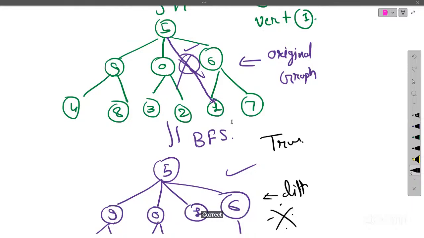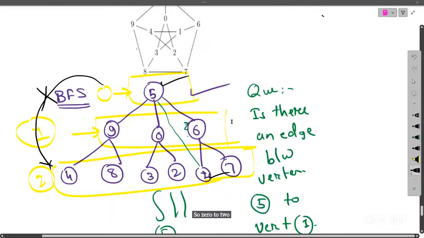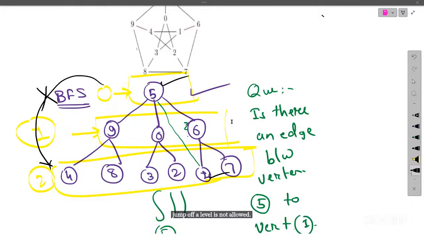Correct. Make a contradiction. Ma'am, then which jump is allowed and which jump is not allowed? 0 to 1 may be allowed. I cannot guarantee it, but 0 to 1 may be allowed, but 0 to 2 is not allowed. A jump of a level is not allowed. 2 to 0 is also not allowed.